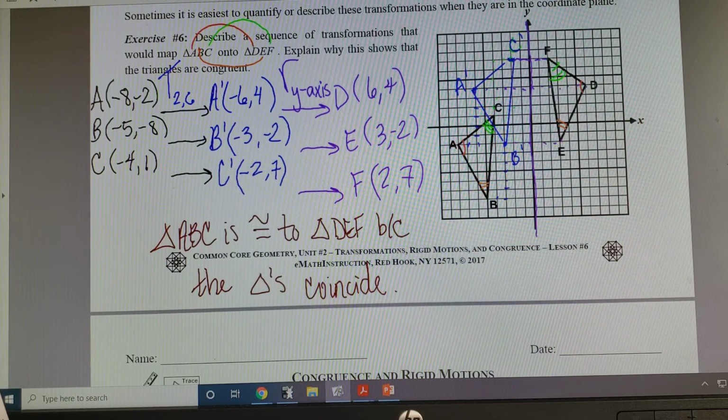So great job. All right, as a closing for today, coincide means to what? The other C word is? Good, falls on top of itself, yep, and then congruent, right? Yes, awesome.